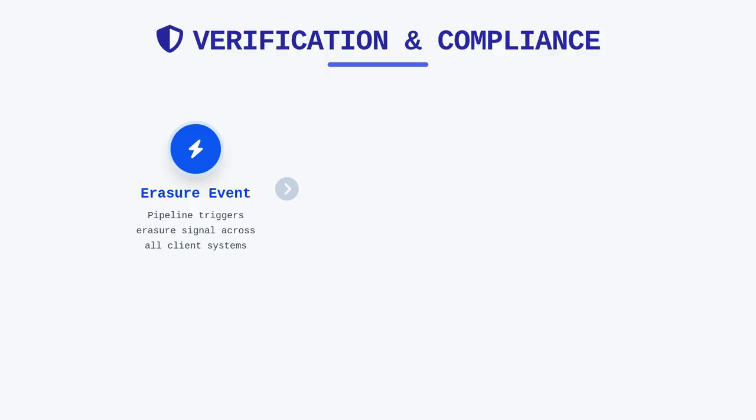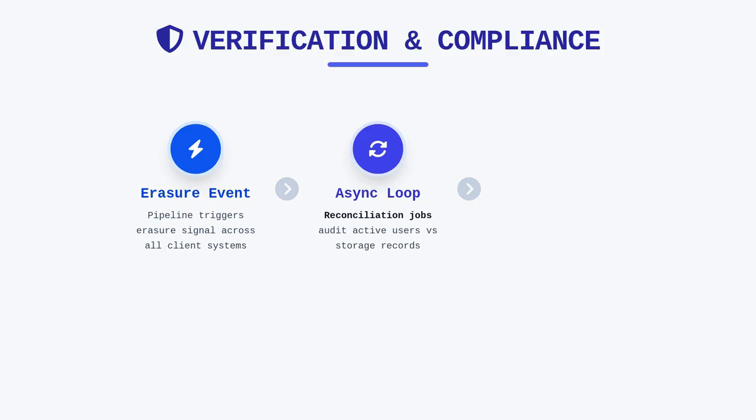Beyond the technical implementation, we are obligated to prove that our automated pipelines are functioning as expected through strict verification routines. It is not enough to send a success signal back to the client. We need an asynchronous feedback loop that monitors system state after the erasure triggering event. We can achieve this by implementing periodic reconciliation jobs that compare a list of active users against the records present in our disparate storage systems.